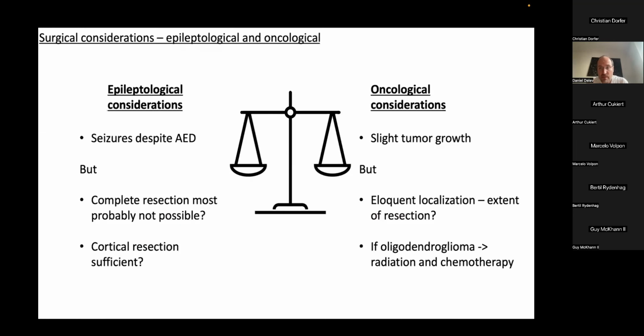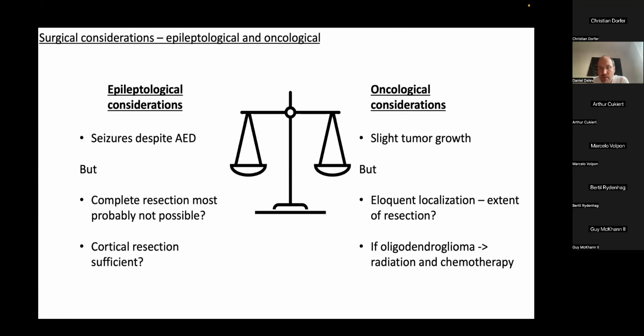So we were discussing the case. We did have some epileptological considerations, seizures despite anti-epileptic drugs, but we do know that if we resect only because of the epilepsy, we need to try to achieve a complete resection, which might be, at least in this case, maybe not possible. So maybe a question for everyone for the discussion: what would you do? Would a cortical resection be sufficient if you want to address only the epilepsy? So not going to the white matter tracts, where it becomes a little bit more dangerous.